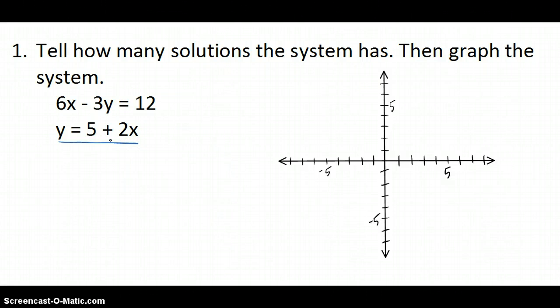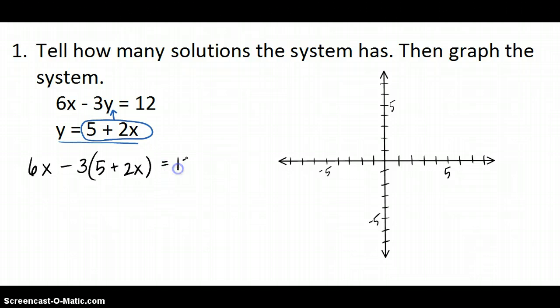So when we use the substitution method, we take what y is equal to, which is 5 plus 2x, and we substitute it in for y in the other equation. So if I rewrite my first equation, I get 6x minus 3, now I want to put in my 5 plus 2x in for my y, equals 12. So we know to solve this, we first need to use the distributive property. So I'm going to distribute a negative 3 to both terms. So that's a minus 15. And a minus 6x equals 12.